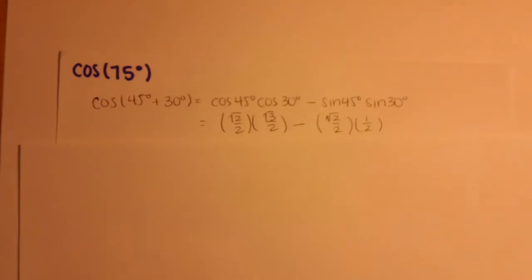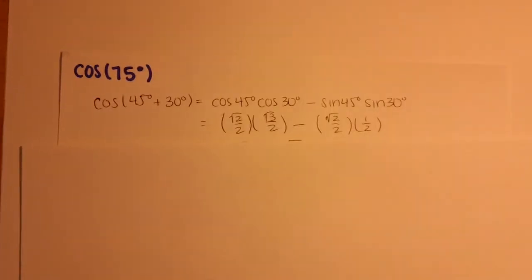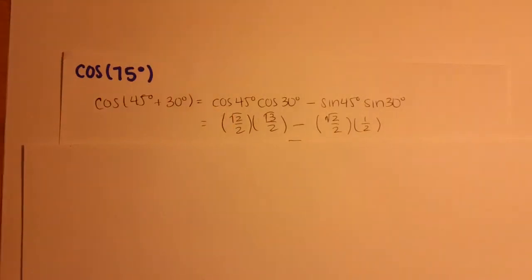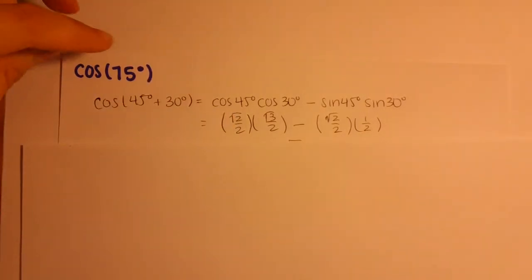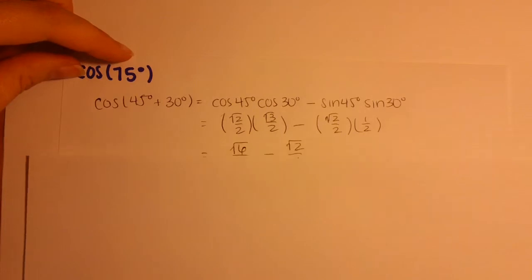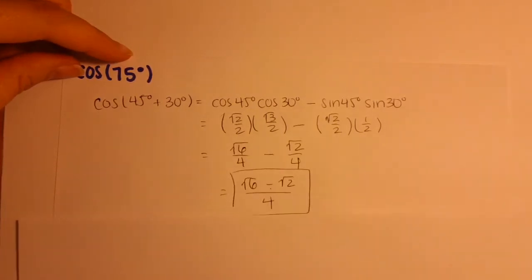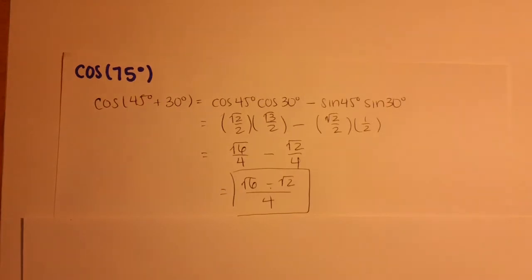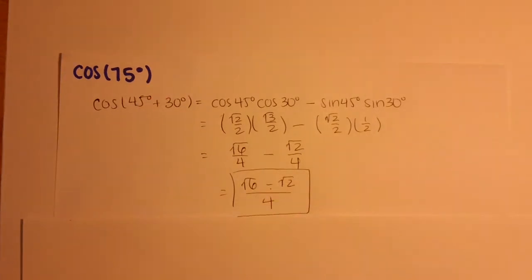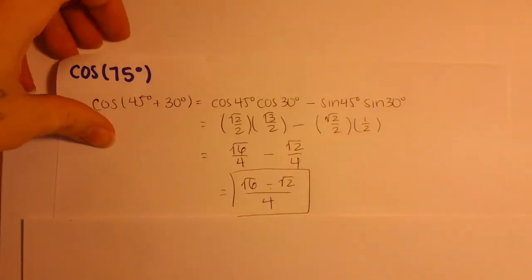And then we can evaluate each of those. Cosine of 45 we know is the square root of 2 over 2, and then square root of 3 over 2, minus square root of 2 over 2 times 1/2. Multiply these together and we'll get square root of 6 over 4 minus square root of 2 over 4, which simplifies to square root of 6 minus square root of 2, over 4. Now notice this one looks a little similar to the last one, but the reason it's different is that there's a sum here, and the last one was the difference.